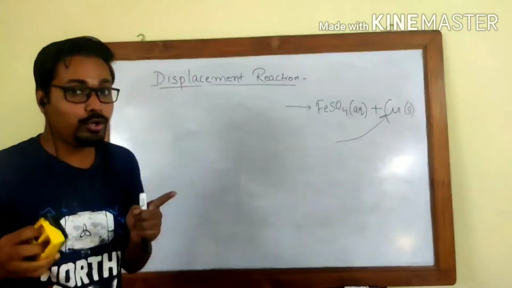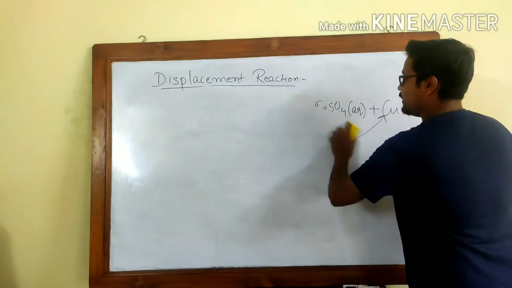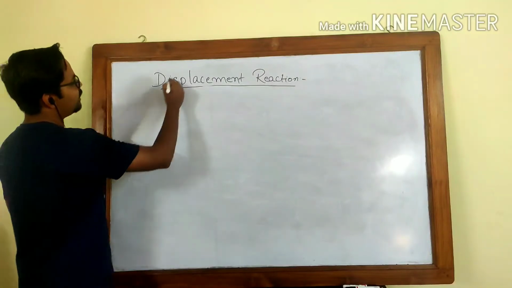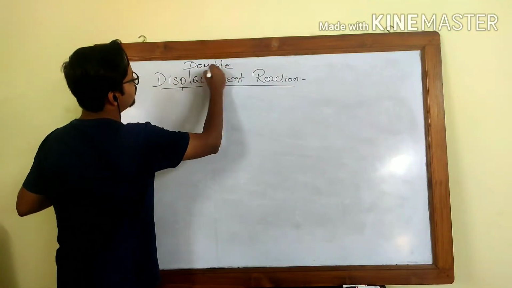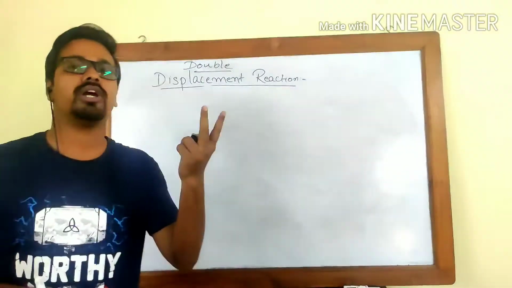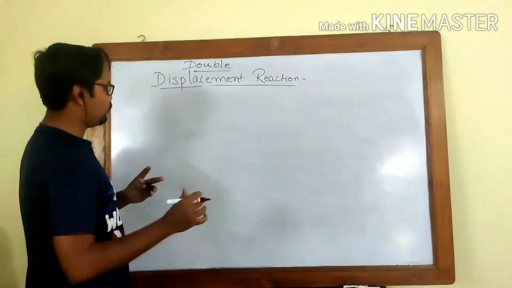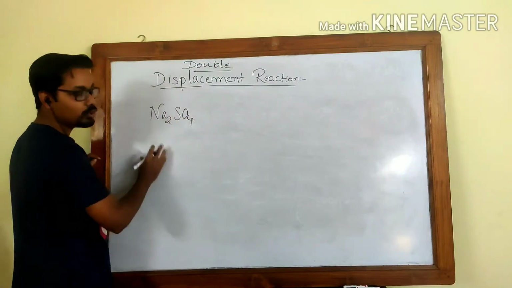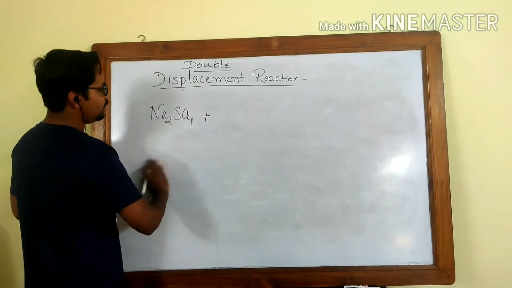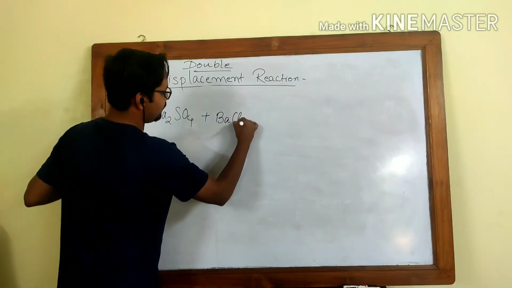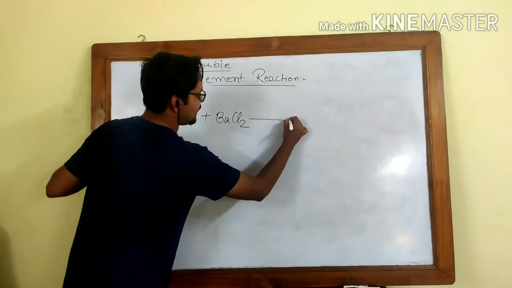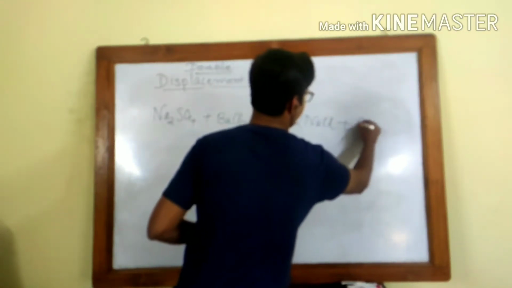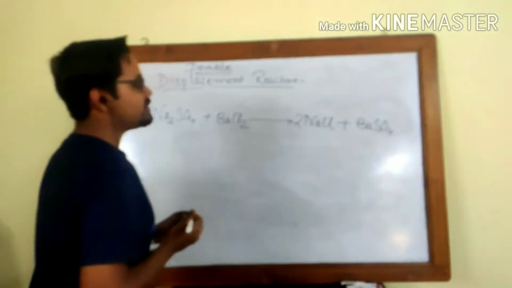Remember the reaction I showed you at the beginning of our lecture. I'm going to take that example and show it to you now. So here we have a double displacement reaction. In two places we are going to see displacement. Let us check that reaction out. We have sodium sulfate, Na2SO4, plus barium chloride, BaCl2. When this reaction takes place, it forms sodium chloride, NaCl, which is twice, and barium sulfate.